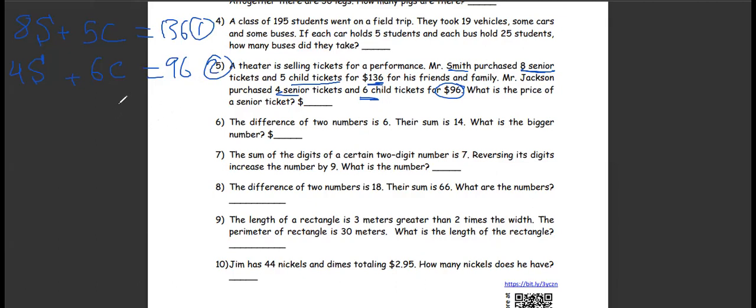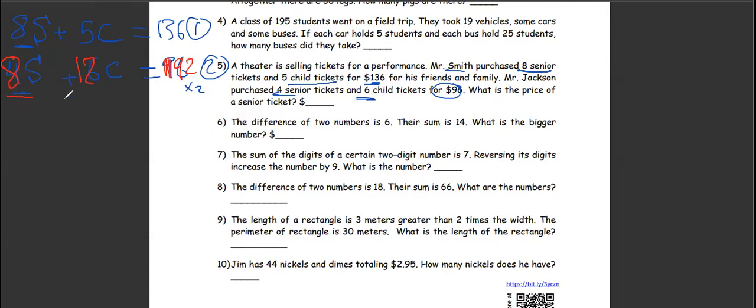Let's solve it by elimination as well, because here it's 8 and here it's 4. So if we multiply the second equation by 2, the 8s will match, and I'm going to subtract to cancel. So this will be 8s, this will be 12c, and 96 times 2 is 192.